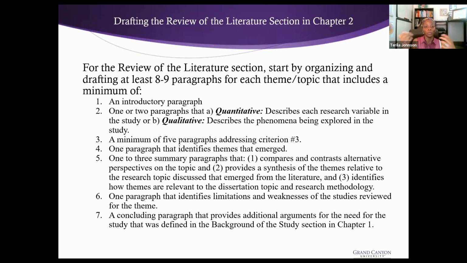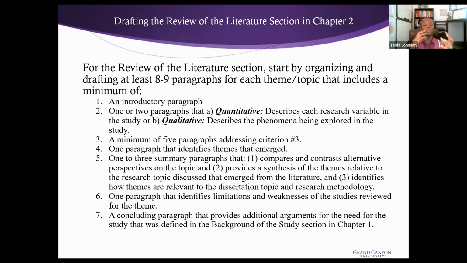Again, for quantitative, you need to put some things about the variables that you are going to examine. So you need some previous research on those variables, right? They need to be well defined. You need to show how they've been investigated in the past, and how you're going to do it. Same thing with looking at the phenomena if you're qualitative. You need actual studies and content that focus on that, right?